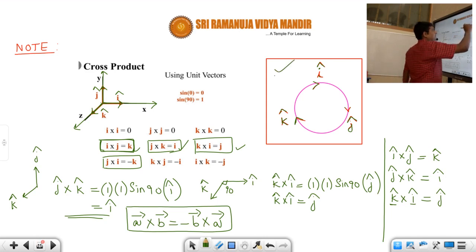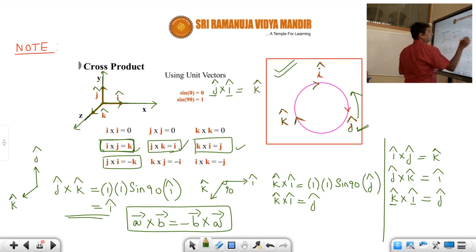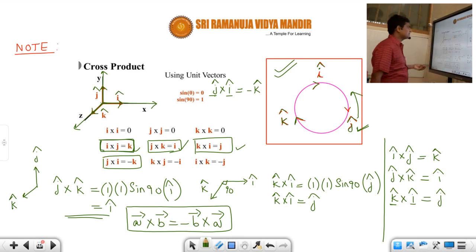Or from this circle also we can easily calculate. First one is j, they are asking. So j cross i. Where is j, students? Here. Now the next vector is i, which means you are going in the opposite direction, students. So j cross i will definitely be the other vector k only, but negative, because you are going in the opposite direction. So j cross i will be minus k, students.